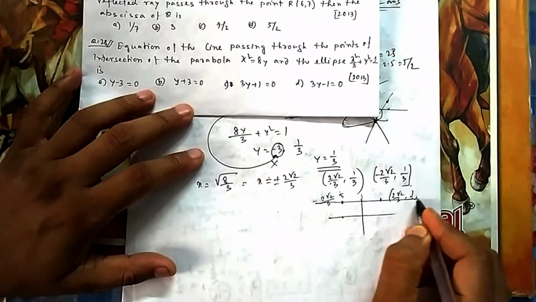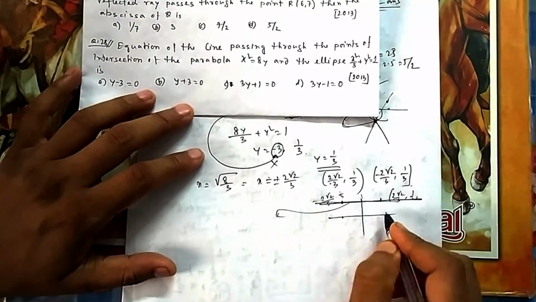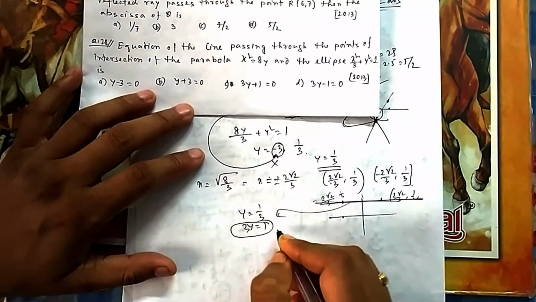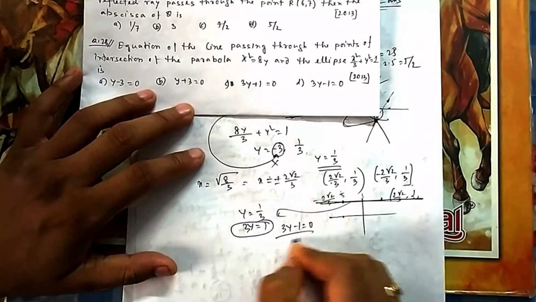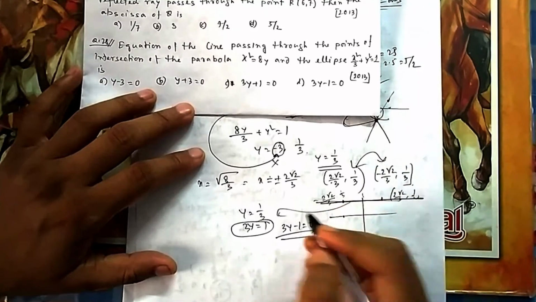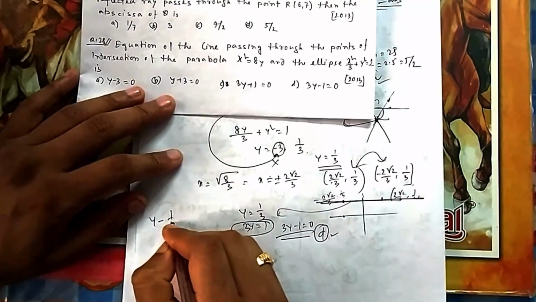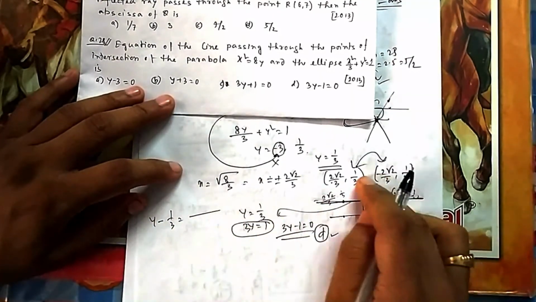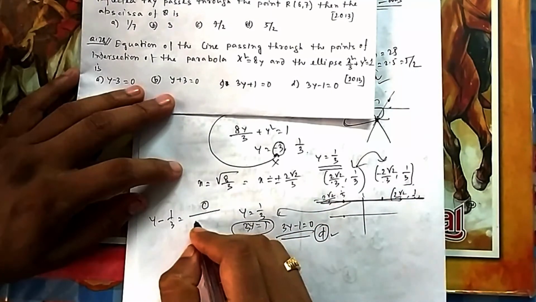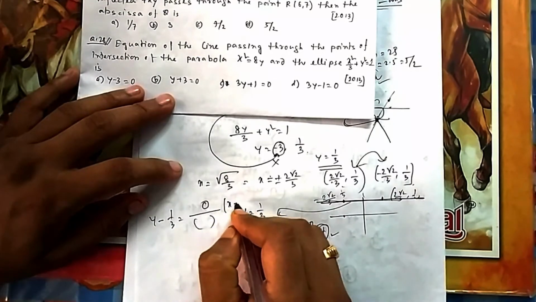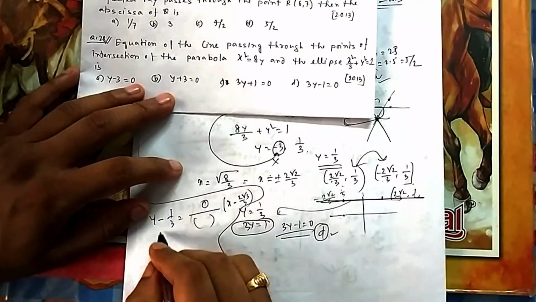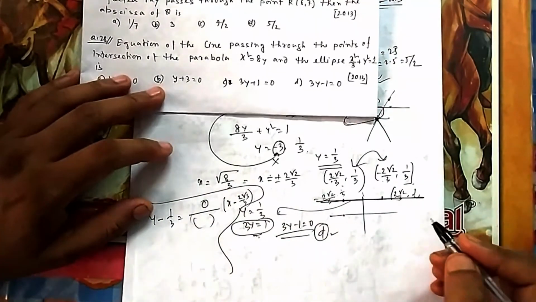So this is the line. What is the equation of this line? It is parallel to the x-axis, that is y equal to 1 by 3, or 3y equal to 1. So you can write it as 3y minus 1 equal to 0, option D. Or you can apply the 2 point formula: y minus y1 is equal to y2 minus y1, which will be 0, by x2 minus x1, times x minus x1. If you do it this way also, it is 0. So y equal to 1 by 3, that is your option D.